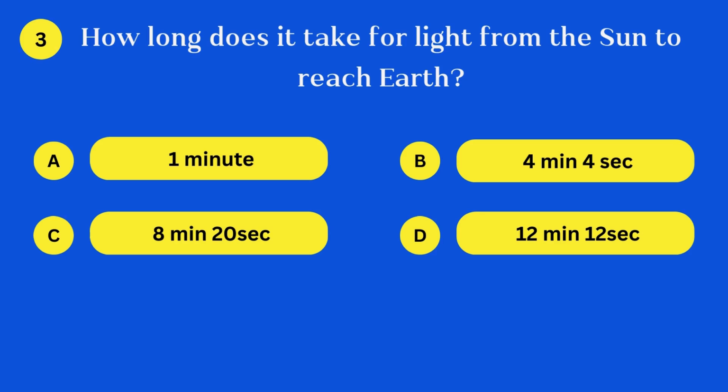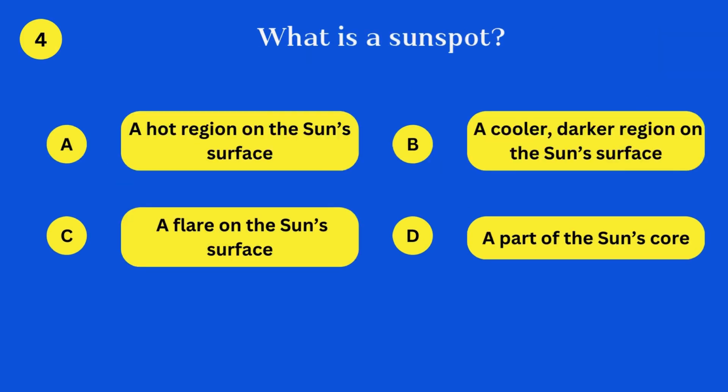C. 8 minutes 20 seconds. D. 12 minutes 12 seconds. Answer is 8 minutes 20 seconds. What is a sunspot? A. A hot region on the sun's surface.